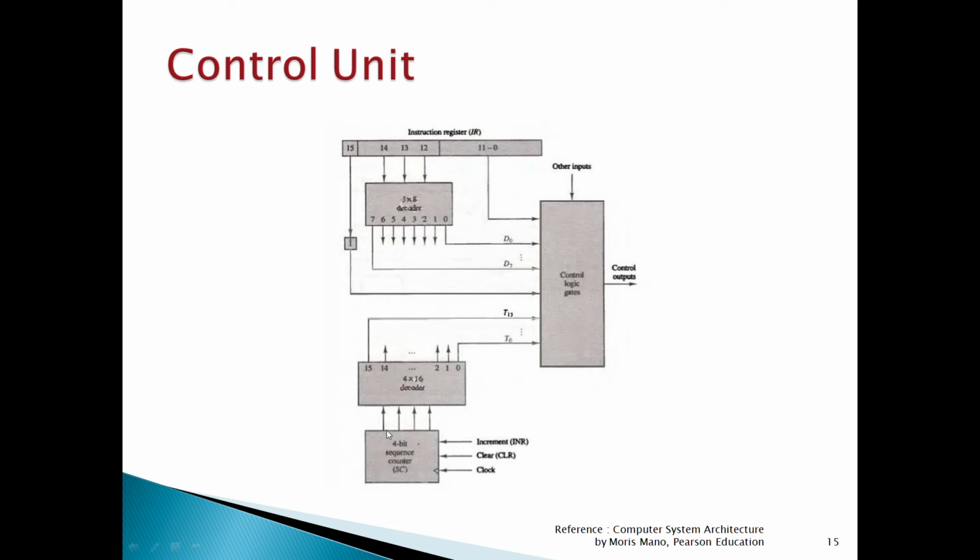Now this 4-bit sequence counter is giving the input to the 4x16 decoder, which gives the clock pulses from T0 to T15. There are 16 different pulses for the 16 different bits: T0, T1, T2, T3, and so on.